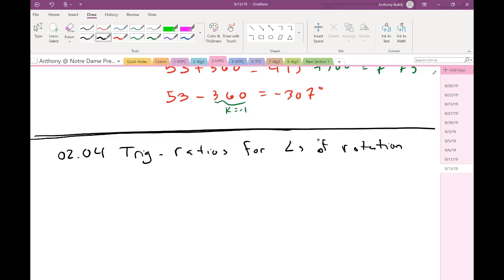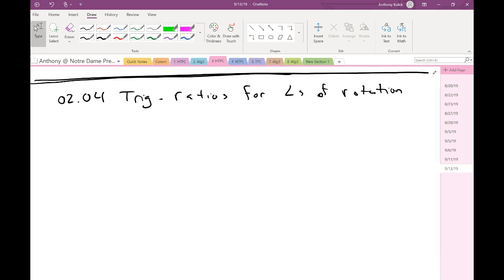So we need to now adjust our definitions of sine, cosine, and tangent because we're no longer stuck dealing with right triangles. We have this new definition of an angle, so we need to abridge our definitions of sine, cosine, and tangent.